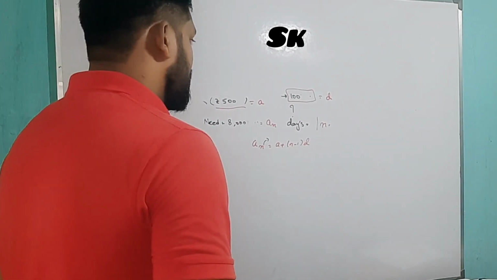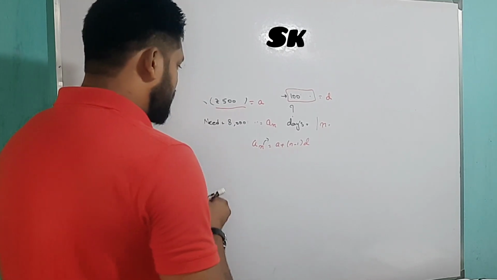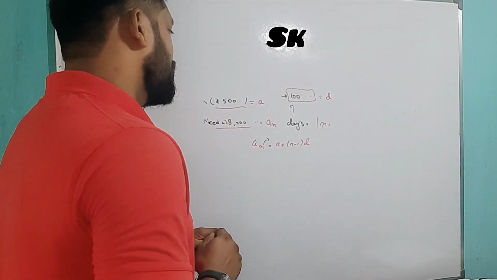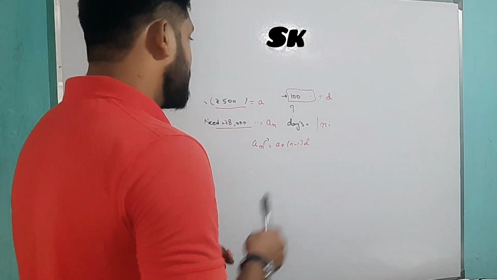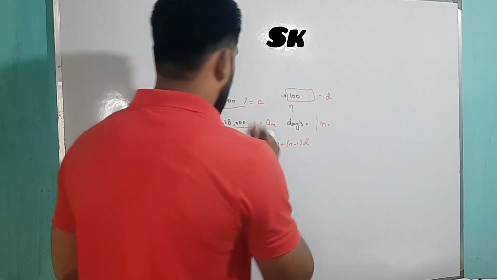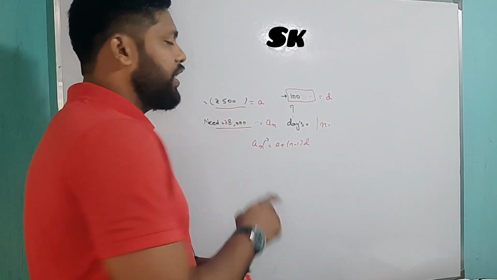He says that he has to pay the school 8,000 rupees. Okay, he's a very poor person. So what he did, he doesn't know how or when he is going to get 8,000 rupees.